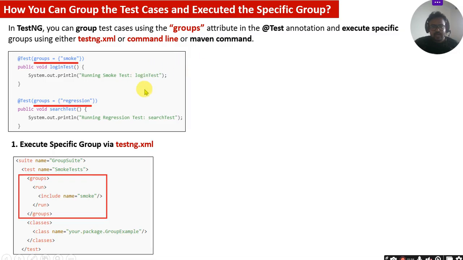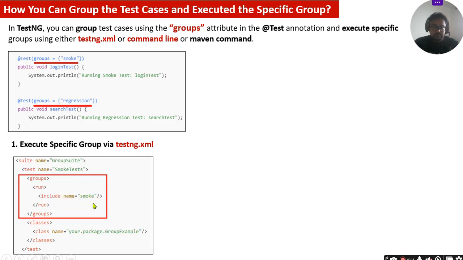Then how can you execute that? The first way is using testng.xml. In testng.xml you can use groups, run, include. If you just say include smoke, it will include the smoke-related tests. Let's suppose you have 12 test cases, and out of those 12, 6 test cases are marked with the group smoke. It will execute all the smoke-related test cases.